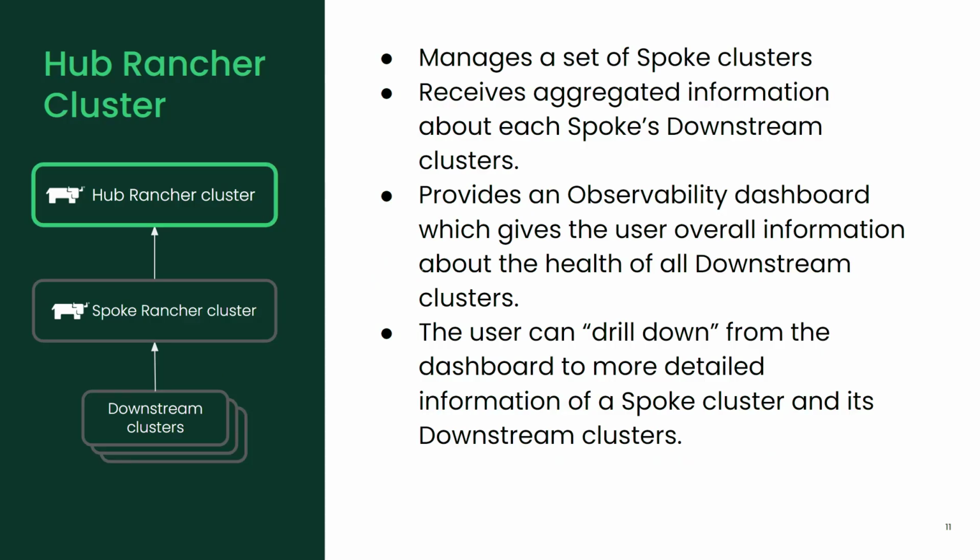All right, so what is the role of these individual cluster types? Of course, from our observability point of view, the most important one is the top one, the hub Rancher cluster, because it manages a set of spoke clusters as normal downstream clusters. And it also receives aggregated information about each spoke's downstream clusters. So we basically need to find a way how to get the spoke information, the information about the downstream clusters, which lives on the spoke, and get it all across all the spokes onto the hub.